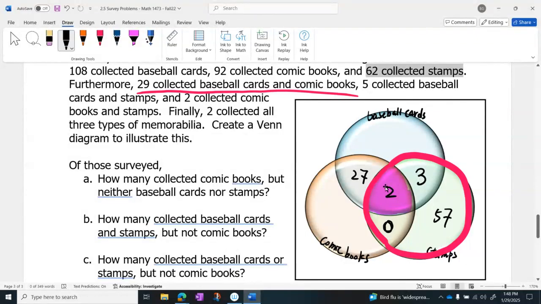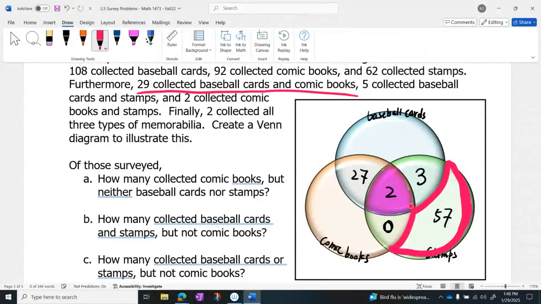Yeah, we don't have to worry about 0. So we already have 5 here. Then subtract 5 from 62, we have a 57. We have 57 elements in this region. And that region represents collectors who only collected stamps. They only collect one type of thing. They only collect stamps.